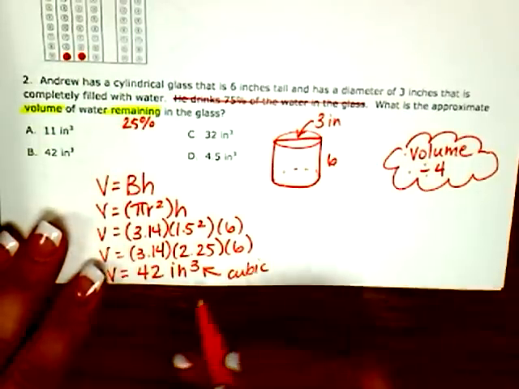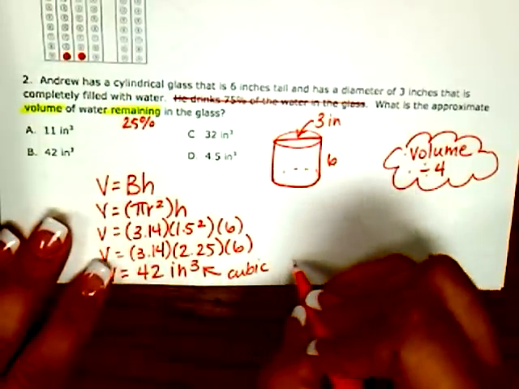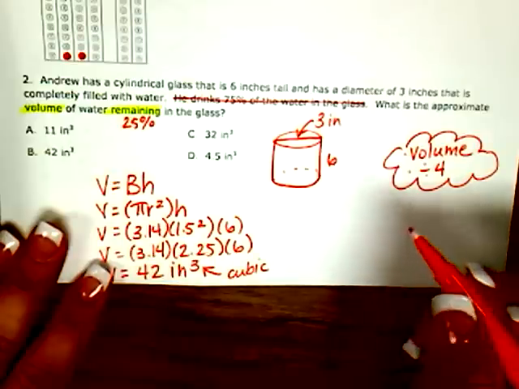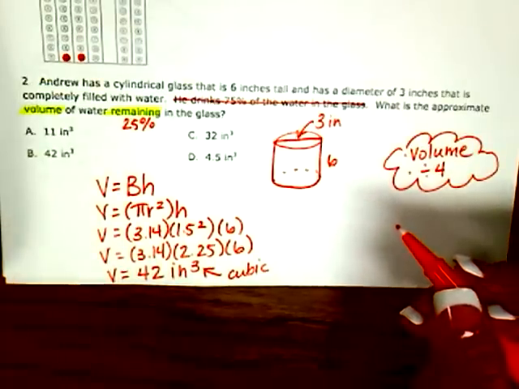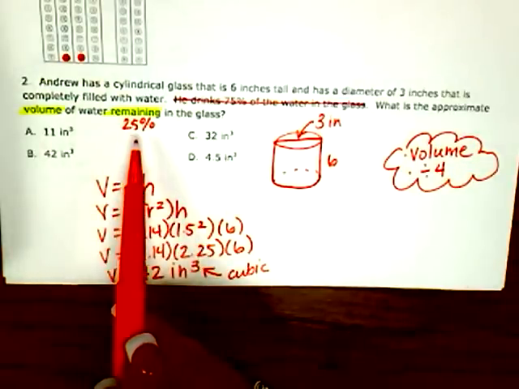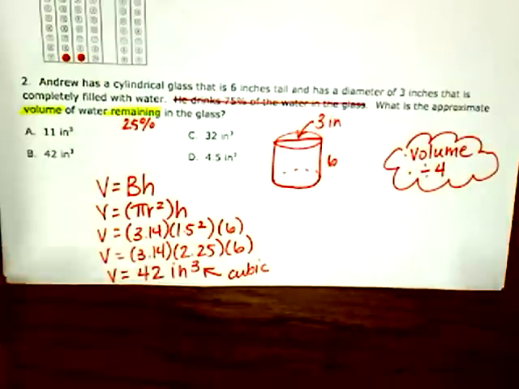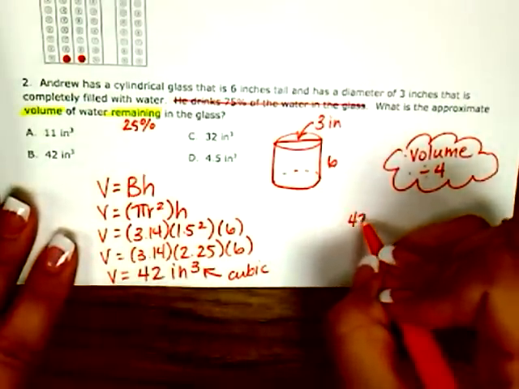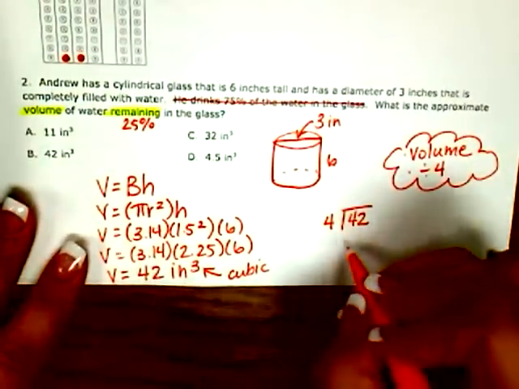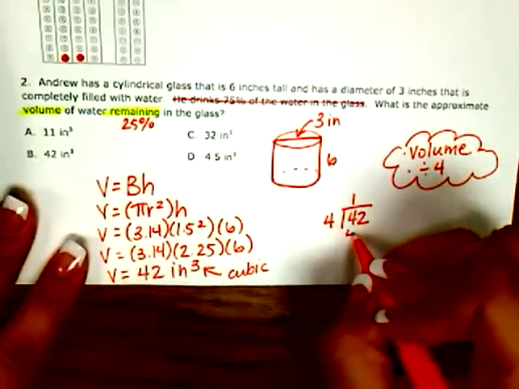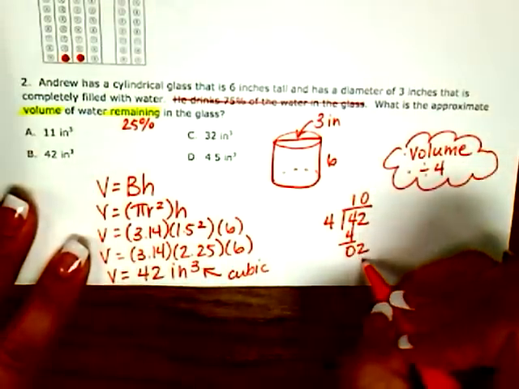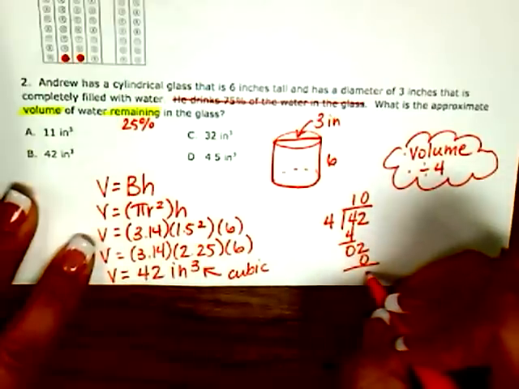Now, this represents the entire cylinder. The 42 is the entire volume of the cylinder if it was filled completely to the top. The problem is he drank 75% of it. We only have 25% left. So now I'm going to have to do 42 divided by 4 to get what we have remaining in the glass.